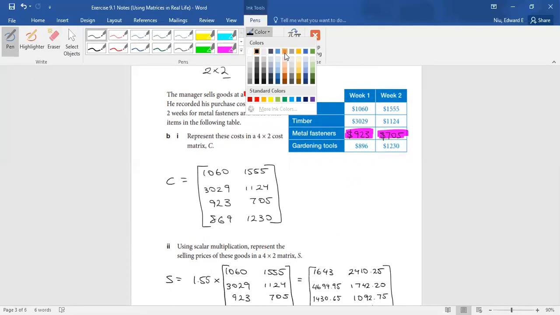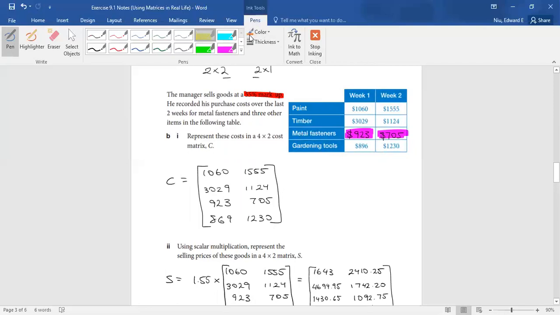Let's see, let's use this color. Oh, it's not highlighted. Okay, so matrix C, we've got this color, kind of gross, but it'll do.